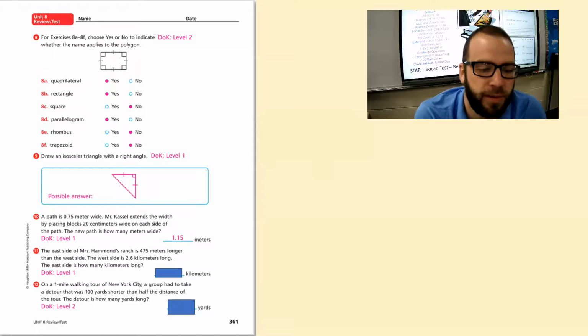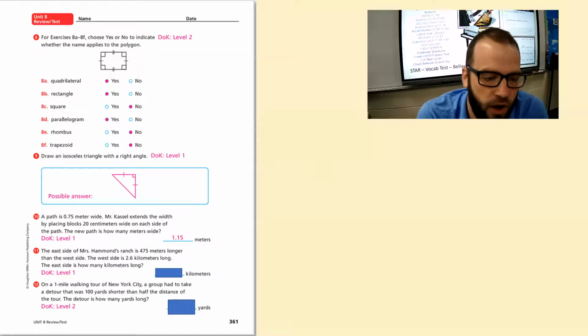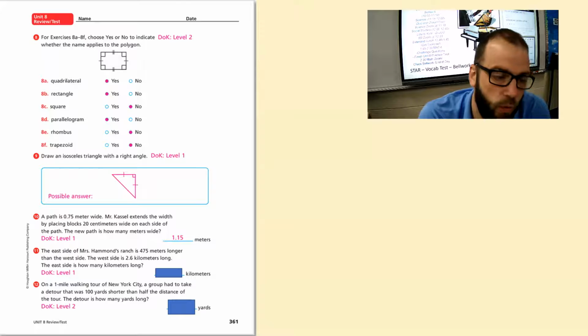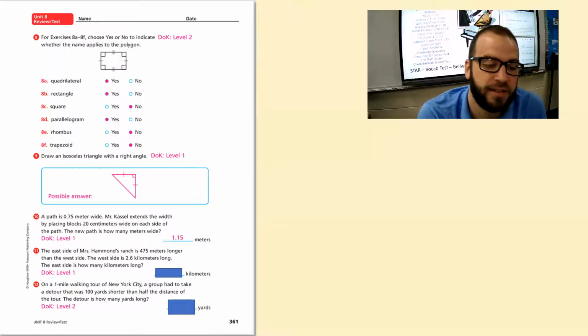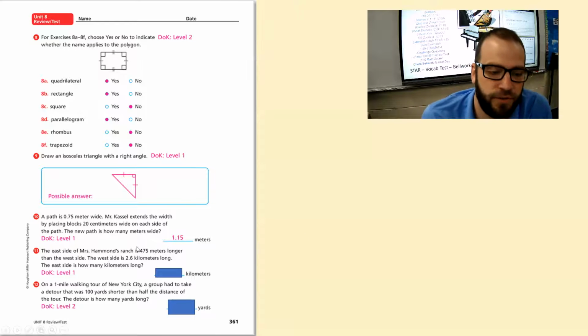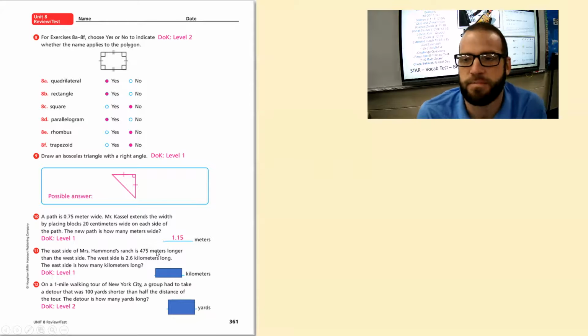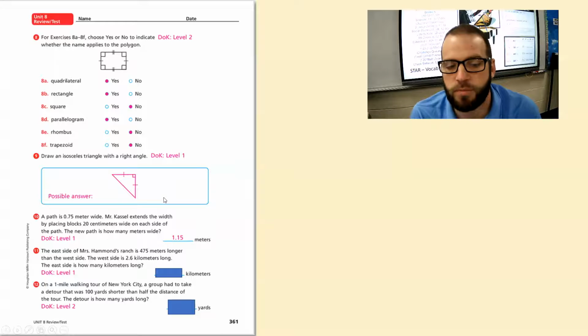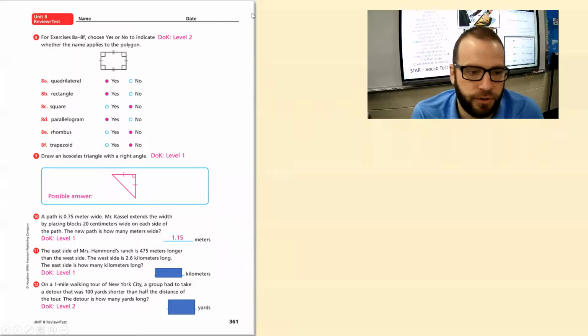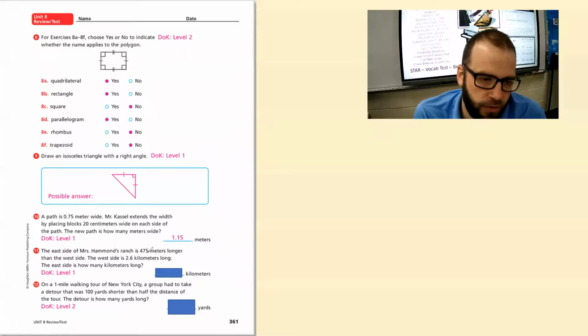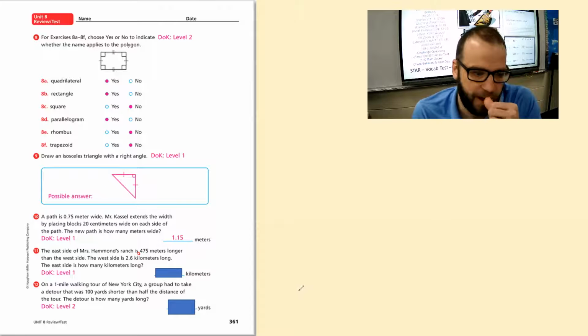The east side of Mrs. Hammond's ranch is 475 meters longer than the west side. The west side is 2 6/10 kilometers long. The east side's how many kilometers long? Well, the first thing we want to do is convert. Let's turn this into kilometers instead. So if it's meters, King Henry died by drinking chocolate milk, we're going to move the decimal left 3 to turn it into kilometers. So moving the decimal over 3 turns into 0.475.